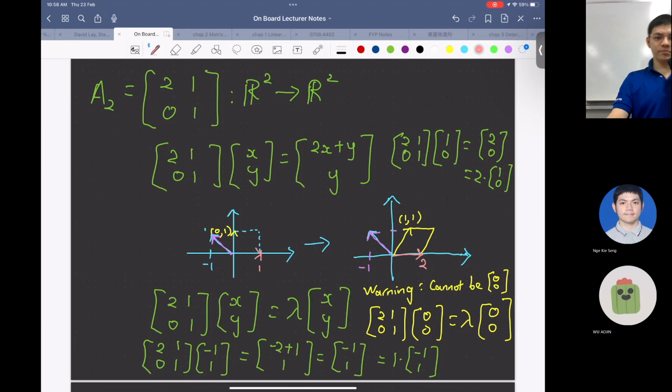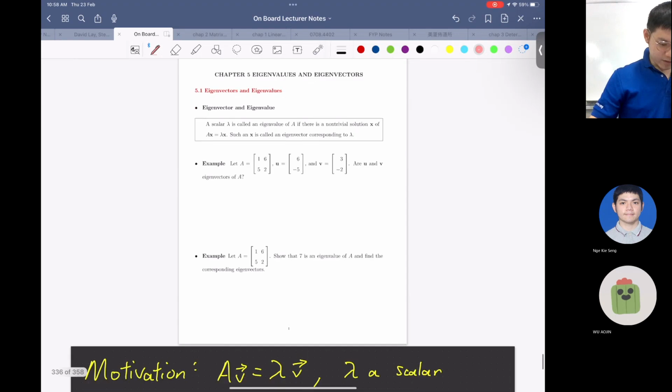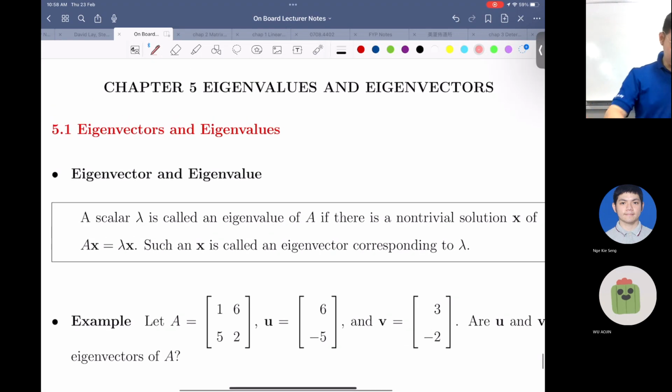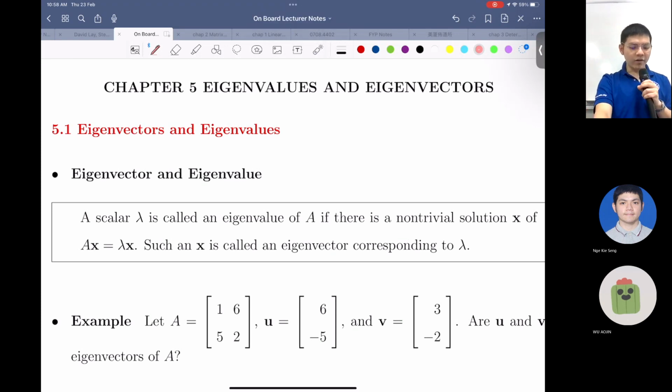For this eigen part, what's the definition? A scalar, the scale factor, is called an eigenvalue of a matrix A if there is a non-trivial solution x such that Ax equals lambda x. And that x has a name, it's called an eigenvector, corresponding to the eigenvalue. So far okay?